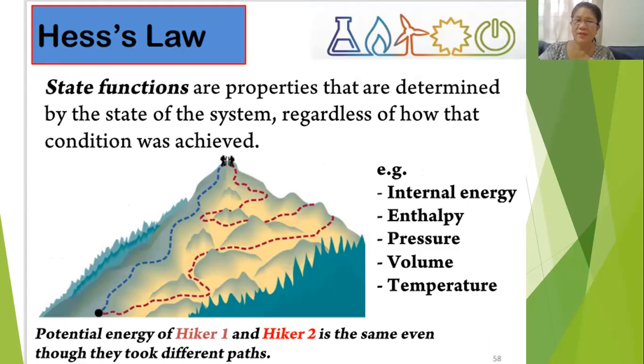Okay, so take a look here. An example here is hikers. We have hiker 1, hiker 2. The path of hiker 1 is the blue one. The path of hiker 2 is the red one.